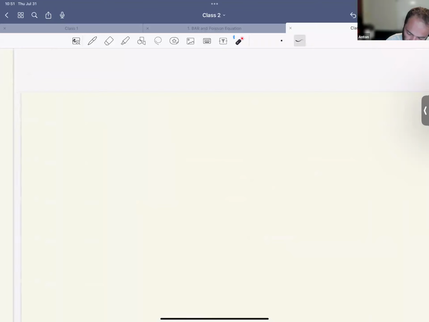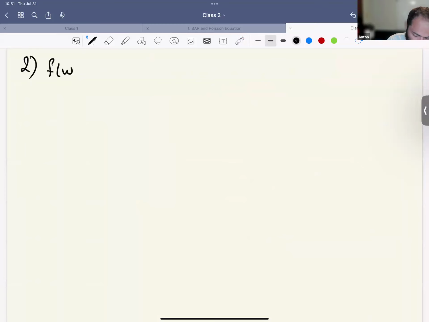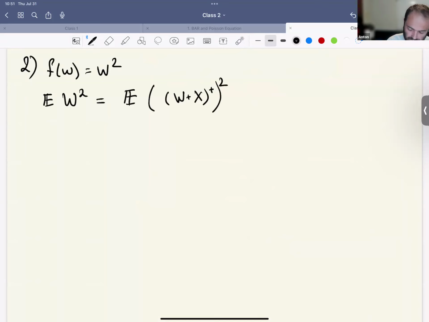Let's try again. Let's say, okay, we were not lucky with the linear test function. What about a quadratic test function? And this is the last one. We're going to move on from this stuff. Expected value of W squared equals expected value of (W plus X) squared. Okay, that is our BAR. Let me rewrite this right-hand side. This is just expected value of (W plus X) squared, indicator that W plus X is bigger than or equal to 0.